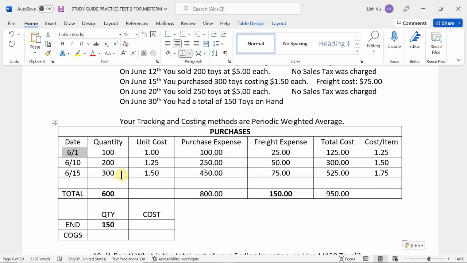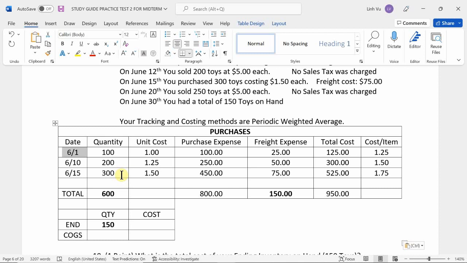How do you find the average between the three? You add them up and divide it by three. What are you adding up? Cost per item. Yes, you could do that. That's another way that you could solve for that. Yes, you'd get the same exact answer. So 1.25 plus 1.5 plus 1.75 divided by 3. And what do you get?